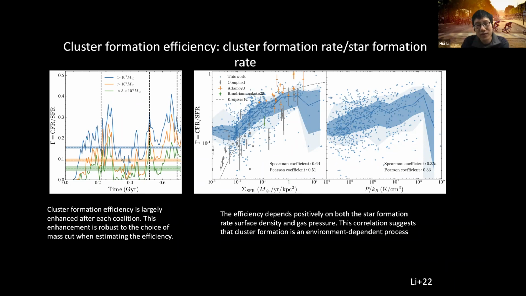So I think it's always a mass-dependent definition. That's the reason why we have these different cuts in the definition of star clusters in order to calculate the efficiency. The higher the mass cut is, the lower these cluster formation efficiencies are. But we do find that the trend of this merger-triggered boost of cluster formation efficiency is robust to this choice. Okay, thank you.